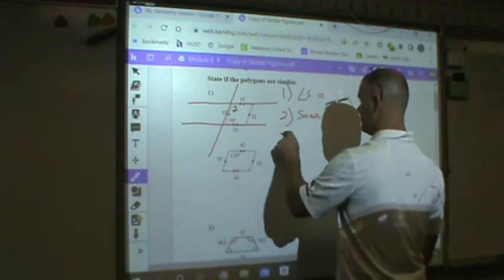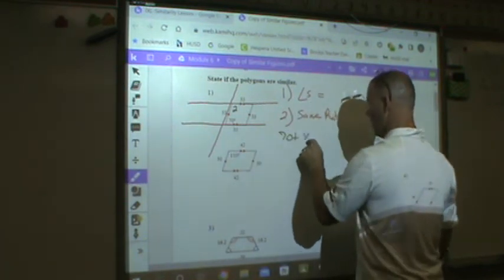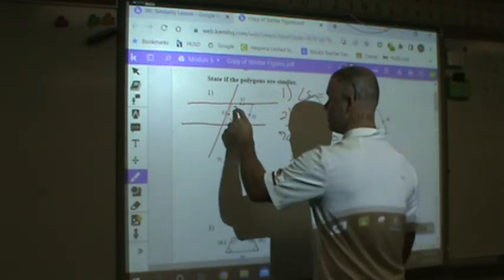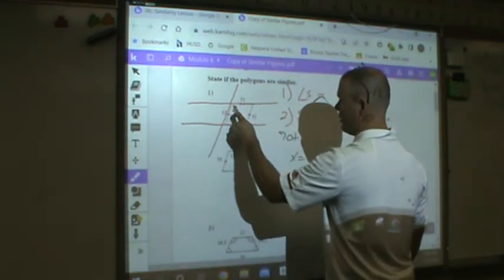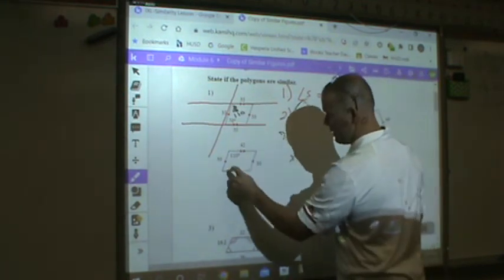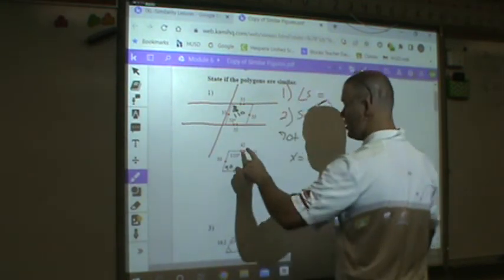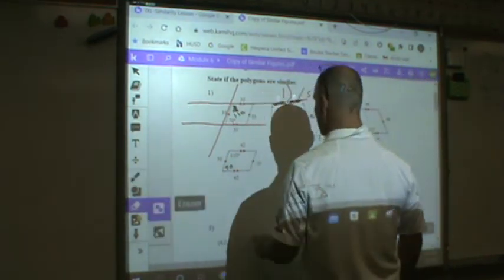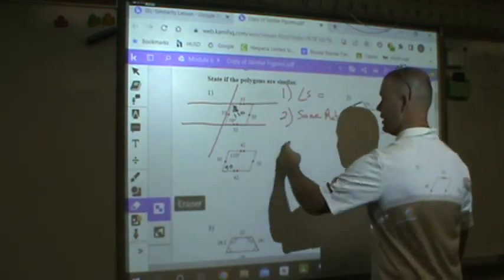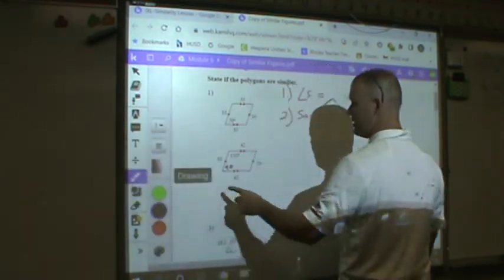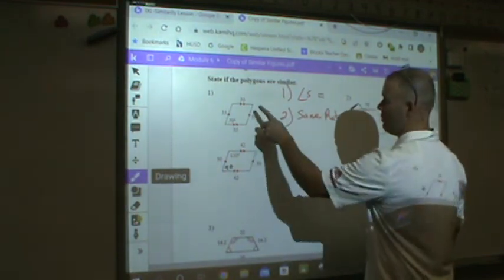70 plus what equals 180? Well, x is equal to 110. So this angle measure right in here is 110. If that's 110, this is 110, this has to be 70. So I'm pretty sure that all these angles inside both of these figures are going to be the same. Now the only thing I have to do is I have to look at and I have to say, hey, wait a second, do all of these sides have the same ratio?